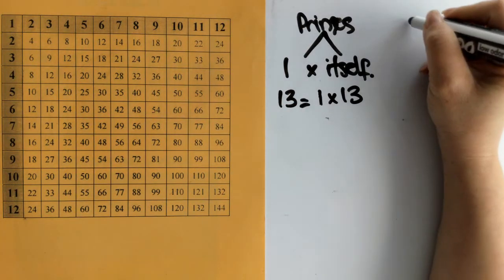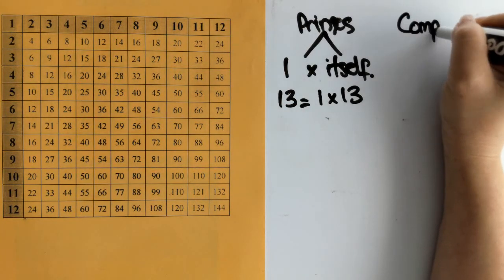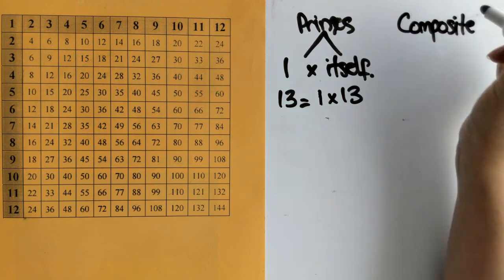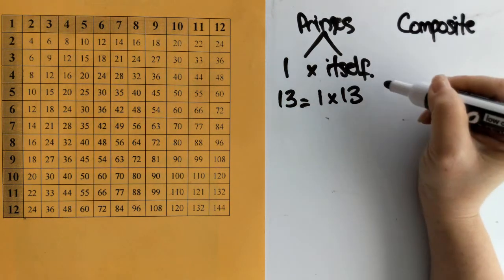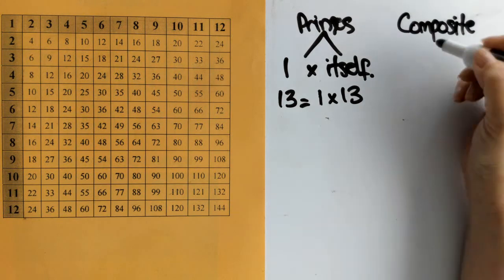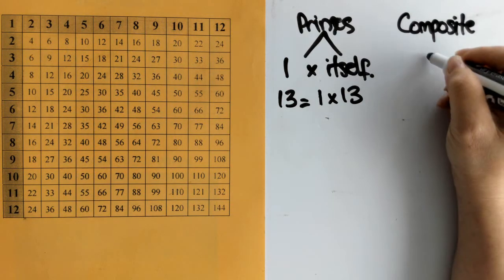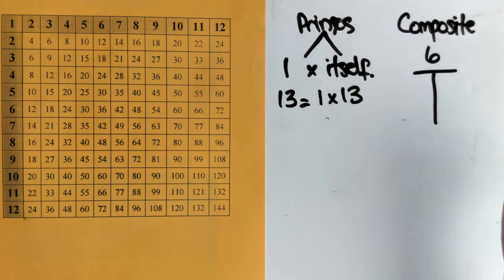And on the opposite side, we have what's called composite. Composite numbers have more than two factors. Let's look at the number 6, for example. We can build a little t-chart for this.